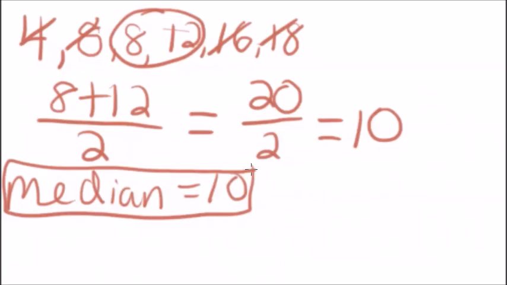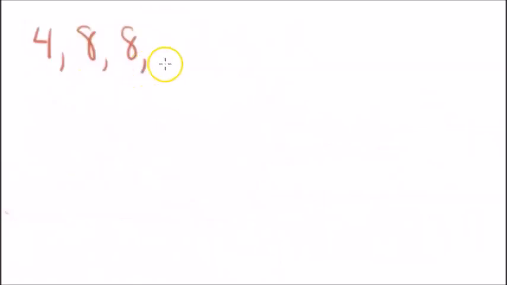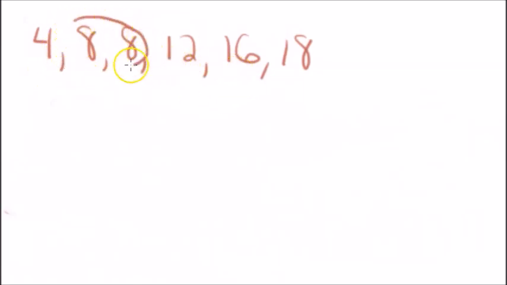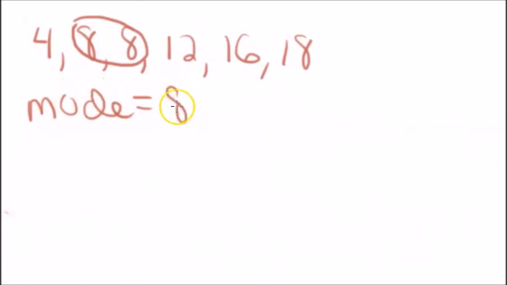Okay, let's move on to mode. So what's our mode? 4, 8, 8, 12, 16, 18. Okay, so our mode, the most occurring number in our data set. So everything else has one number, except for 8, which appears twice. So then 8 is going to be our mode.